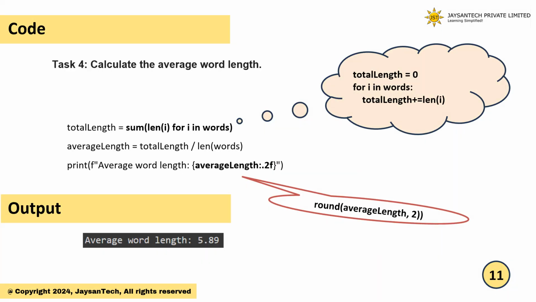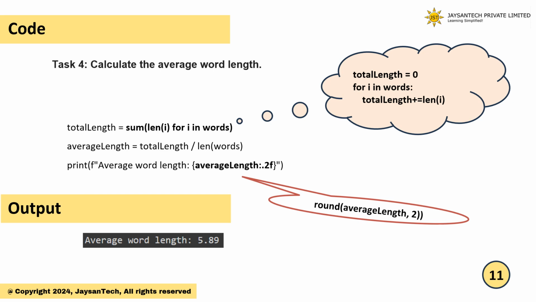We have arrived at our final task, to calculate the average word length. This is very easy. We have to create a variable called total length, and we are using the built-in sum function and calculating the length of each word available in words. So here what is happening? len of i for i in words. I have given the expansion of that in the cloud.